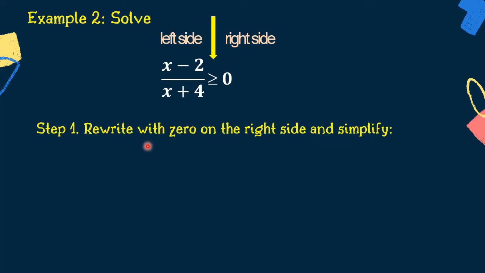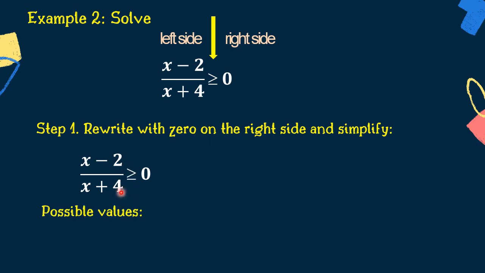Step 1: rewrite with 0 on the right side and simplify. So notice that our given rational inequality already has 0 on the right side and only one quotient on the left side. So we don't need to rewrite, because we already have 0 on the right side and only one quotient on the left side. And if we check the rational expression on the left side, it is already in simplest form.